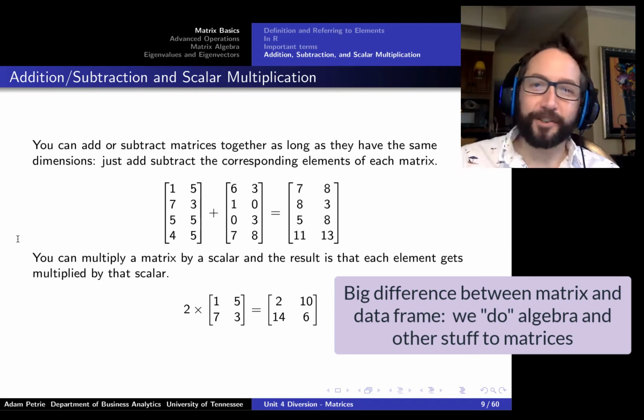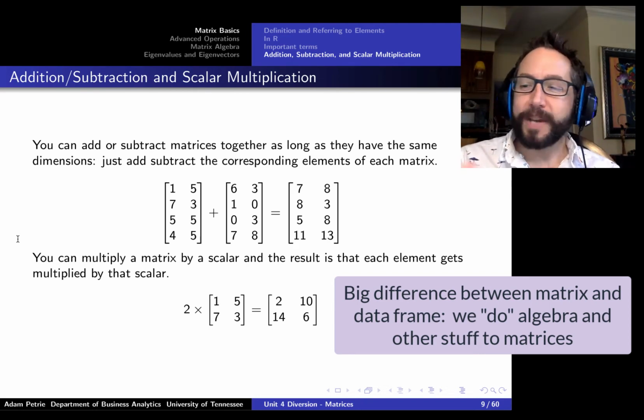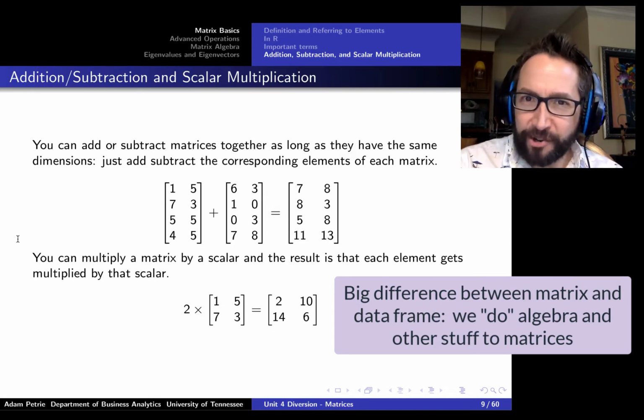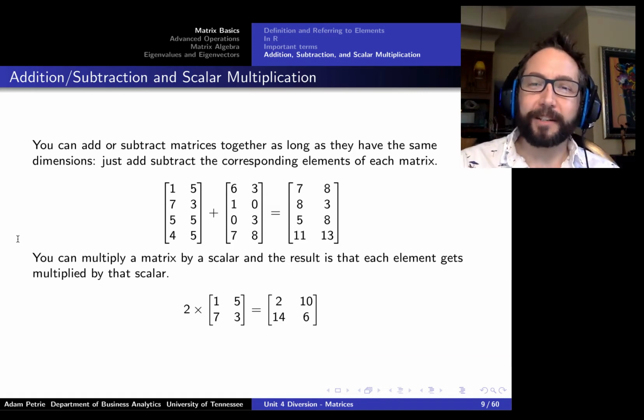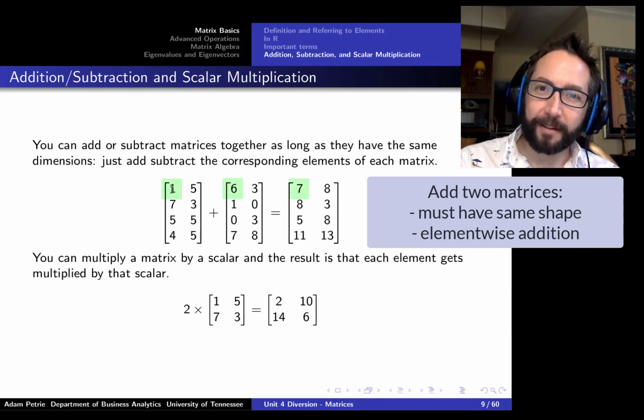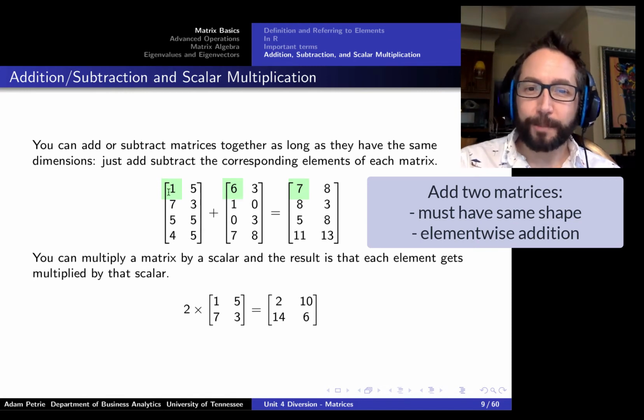So in business analytics, we typically do stuff with matrices. It's not like a data frame that just kind of sits there and we make plots on it. We add matrices, we multiply matrices, we do some algebra on the matrices themselves. Now, addition proceeds pretty much as you would expect. If you had two matrices and you wanted to add them together, well, number one, they have to have the same shape, because the way that we add two matrices together is to just do element-wise addition. So the upper left element of the sum of two matrices would just be the sum of the upper left elements of both. So no problem.